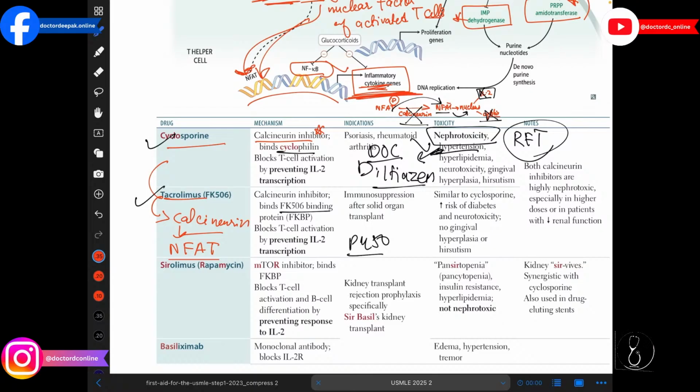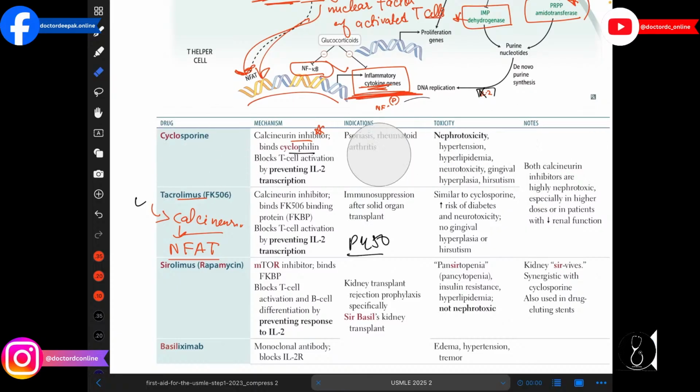We can go for other side effects. It can be hyperuricemia and gout. They could also be hyperglycemia, and neurotoxicity can be there. But if we talk about cyclosporine, it has some special and unique side effects, which are gingival hyperplasia and hirsutism. Tacrolimus does not cause gingival hyperplasia and hirsutism.